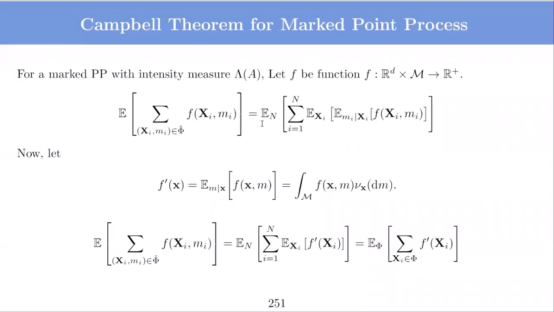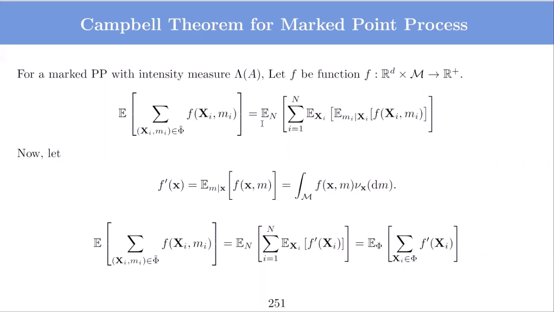Now we will see a version of Campbell theorem for marked point processes. For a marked point process with intensity capital lambda A, let f be a function from R^d cross M to R plus. Here M is the mark space, which can be R^L if it's an L-vector random variable. For a general space, I have denoted it as M. This function takes two inputs: first the location, and second the mark itself, and it maps to a real positive number.